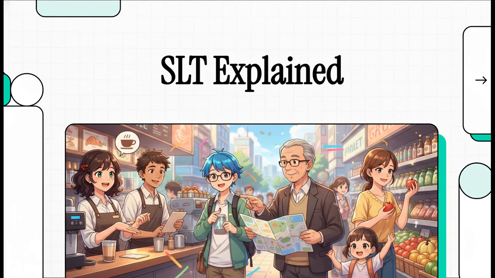All right, today we're diving deep into a really foundational method in language education. It's called situational language teaching, or SLT. Let's get right to it.